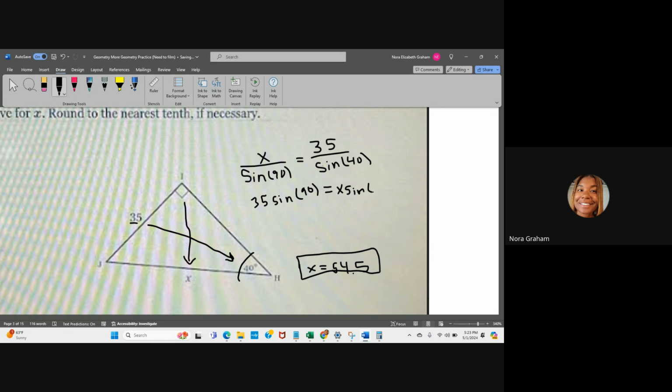Okay. And then again, divide both sides by sine of 40. All right. And those will cancel out. You plug it into your calculator and do your calculator work. And the answer you shall get will be down here, 54.5. Okay. And that's your rounded answer to the nearest tenth.